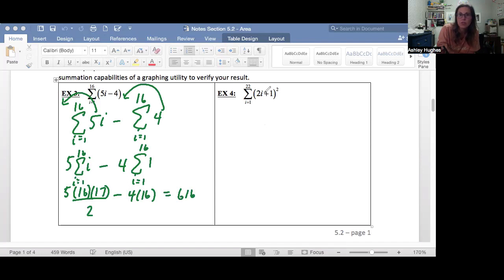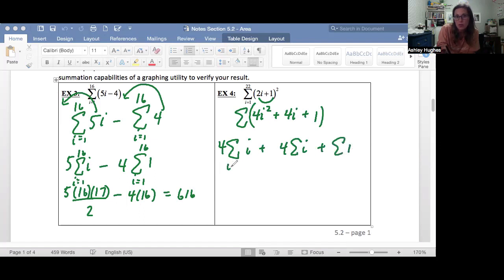Okay, if we do this one, first I would say multiply this out. So the first term squared is 4i squared, plus multiply these two and double them. So 2i times 1 is 2i times 2 is 4i, plus 1. And then we're going to break apart this summation. We can pull out the scalar multiples. So it's 4i squared plus 4i plus 1. And we're going from i equals 1 to 22, I believe, for all of these.